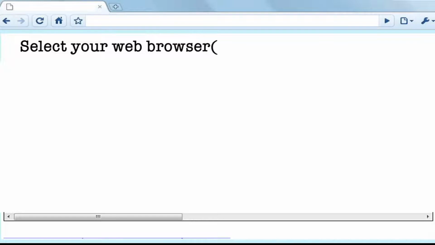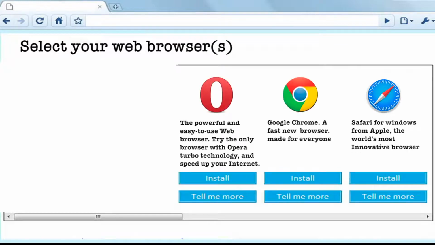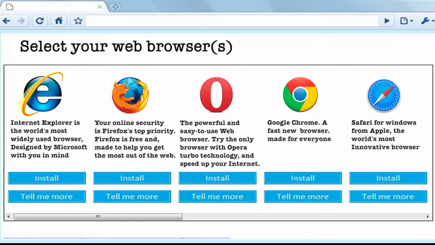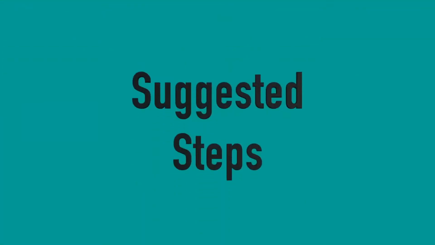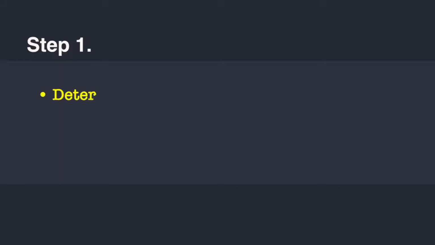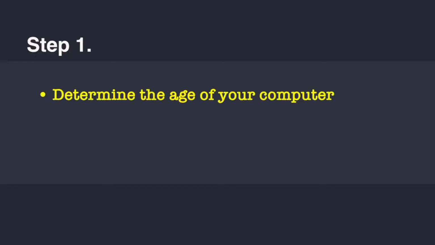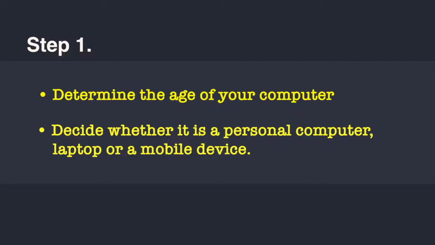So let us see how you can judge your computer and your requirement and arrive at the last few choices between browsers, so that you select the browser which actually suits your needs and requirements. The number one step is you will have to first determine the age of your computer, not in terms of when you bought it, but in terms of its hardware and software capabilities. You will also have to decide whether it is your personal computer, your laptop, or a mobile device like a smartphone or tablet.